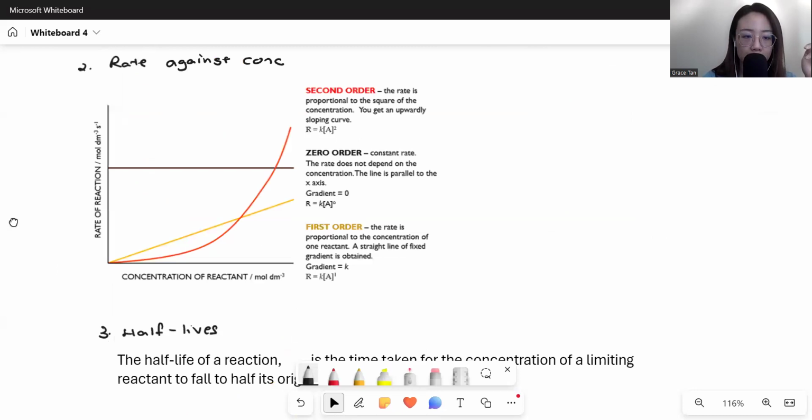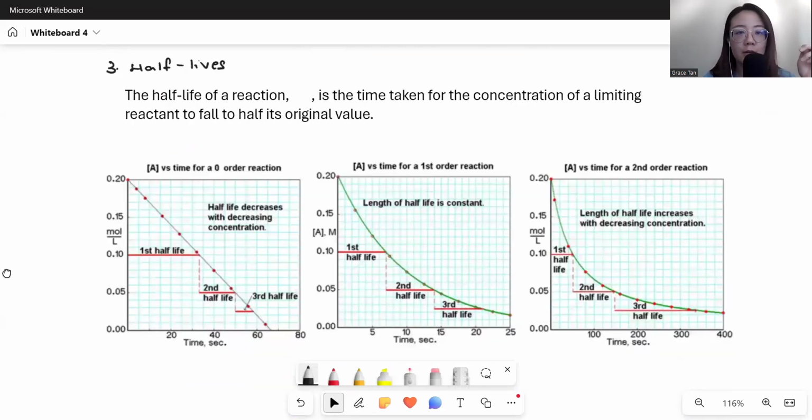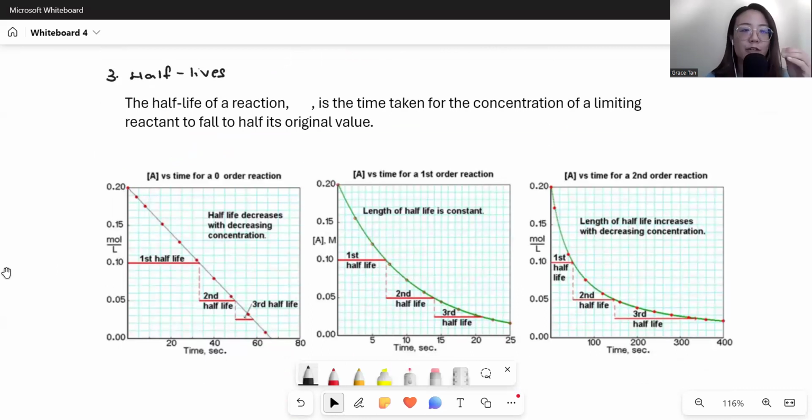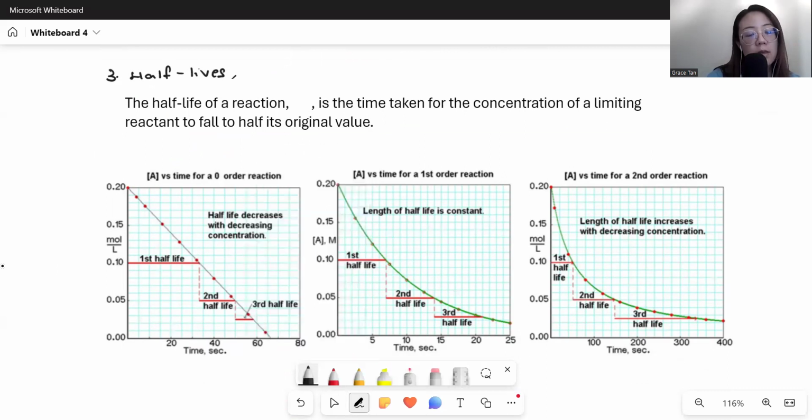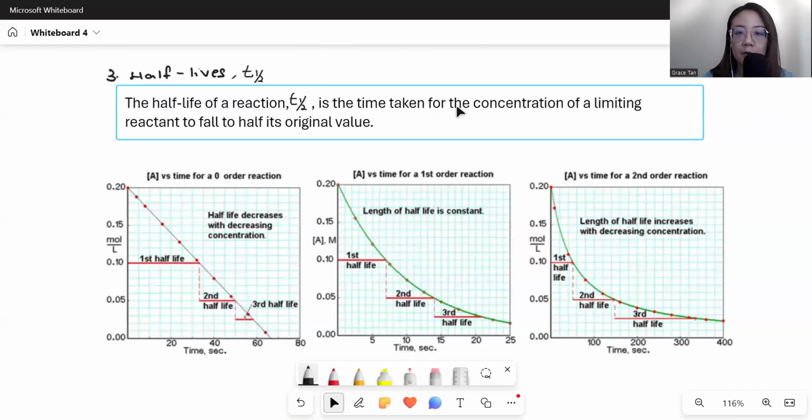But there's another way. Instead of plotting another graph called rate against concentration, we can do the half-life method. Half-life is also known as T half. The half-life definition is the time taken for the concentration of a limiting reactant to fall to half of its original value. We normally look at the concentration of the limiting reactant because just now you saw the question, right? When you want to find how A affects the rate, you make sure B is constant.